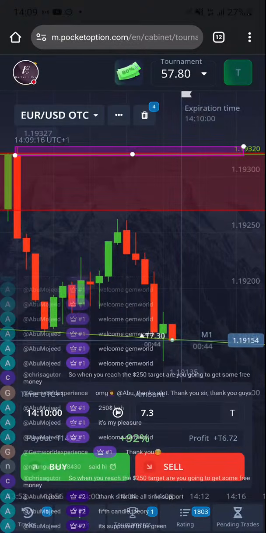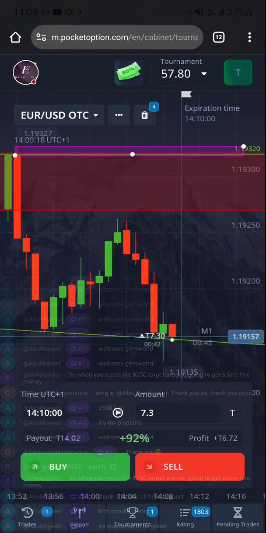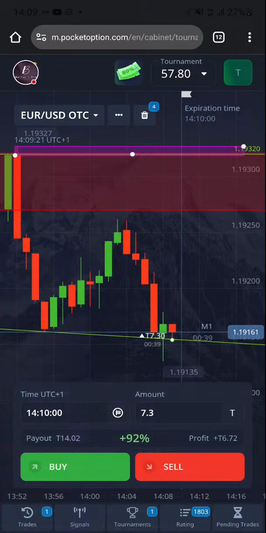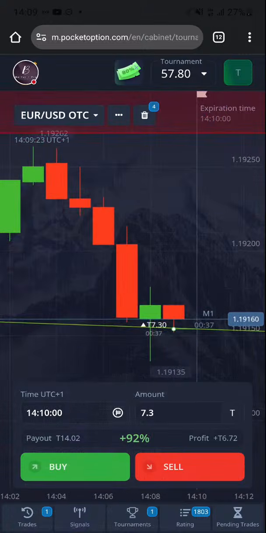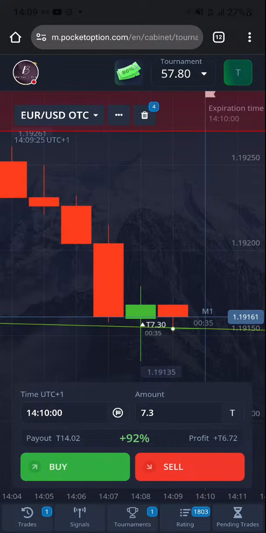We're going with the buyers again. I'm going to go one more with the buyers. I'm expecting one more green candle at least because of this reversal sign. I should have taken the trade under the round number, but no problem. This entry is also good.